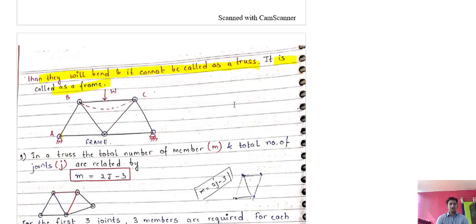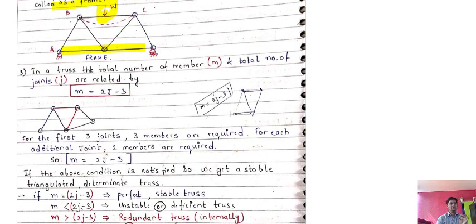So if this is the case, this is a frame structure in which the loading is at an intermediate point of the span, so it will bend, and there will be a bending moment in this structure. Therefore you can say this is not a truss.